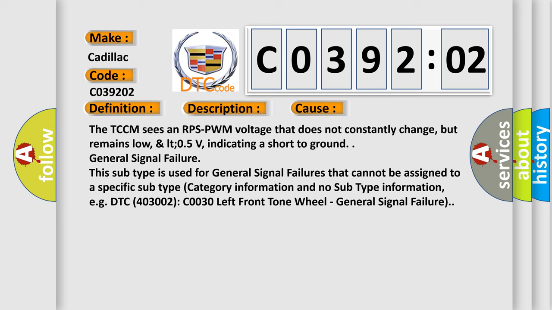This subtype is used for general signal failures that cannot be assigned to a specific subtype category and have no subtype information, e.g. DTC 403002 C0030 left front tone wheel, general signal failure.